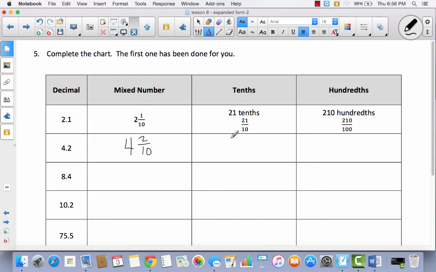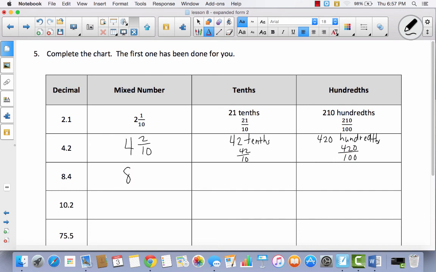That's the same thing as 42 tenths, which is equal to 420 hundredths, which is the same thing as 420 hundredths. Okay, let's do one more together.